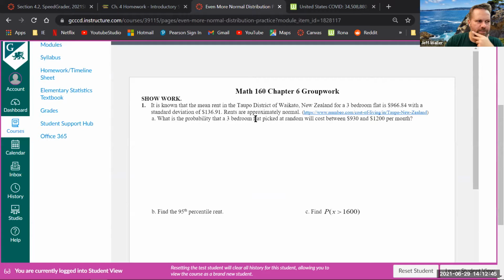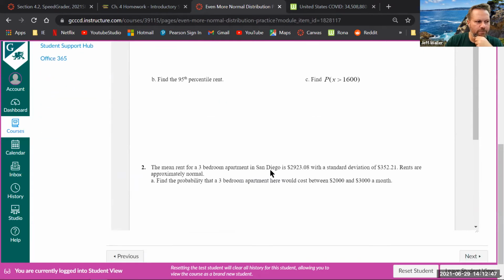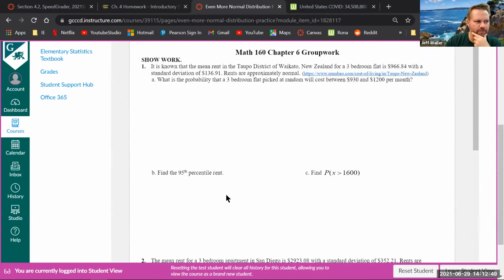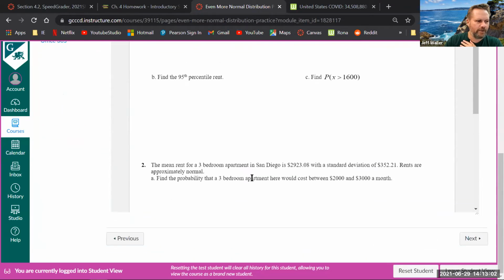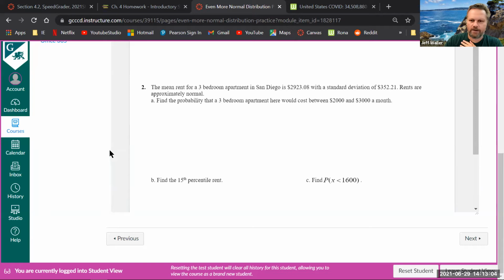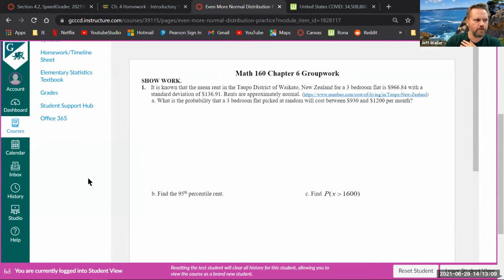Oh, let's see. Oh, it is about rent. All right, so I guess the bone, oh, that's right, the bone density is later. Okay, so this is about rent in a district of New Zealand and rent in San Diego, and just to really slam it in your face that we're living in an insane area, as I'm sure you guys can agree. So that's where that is.